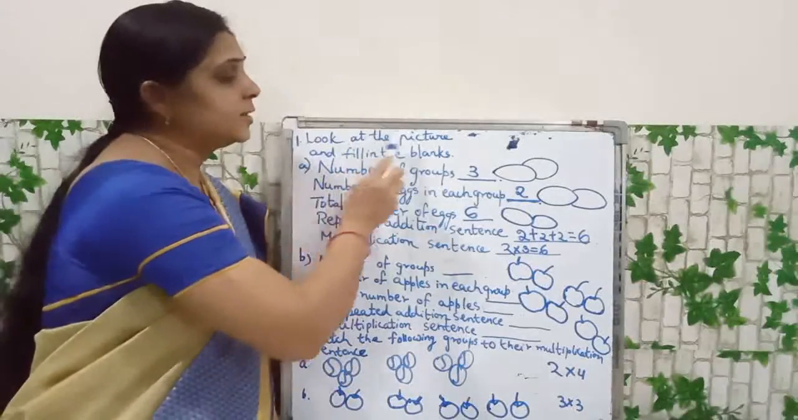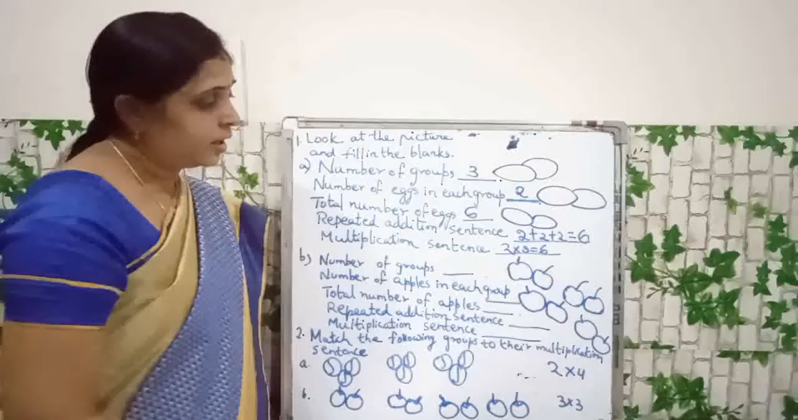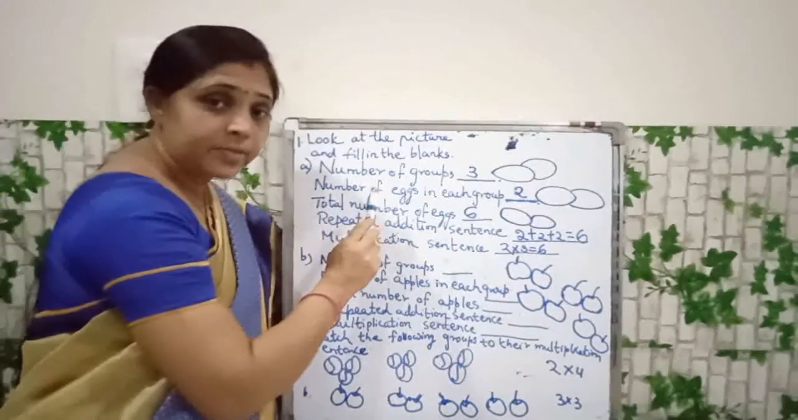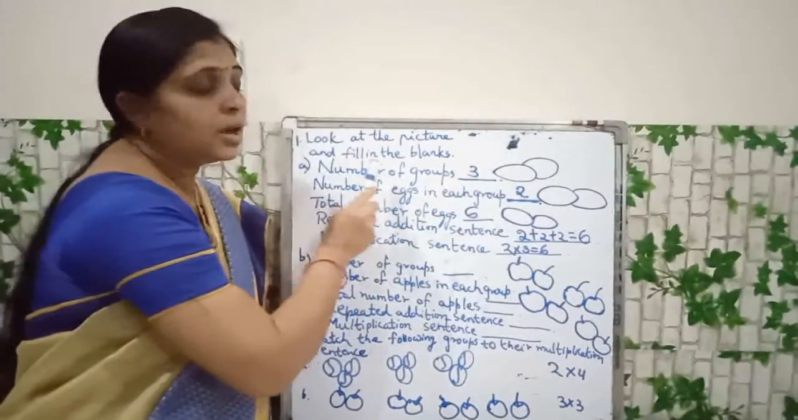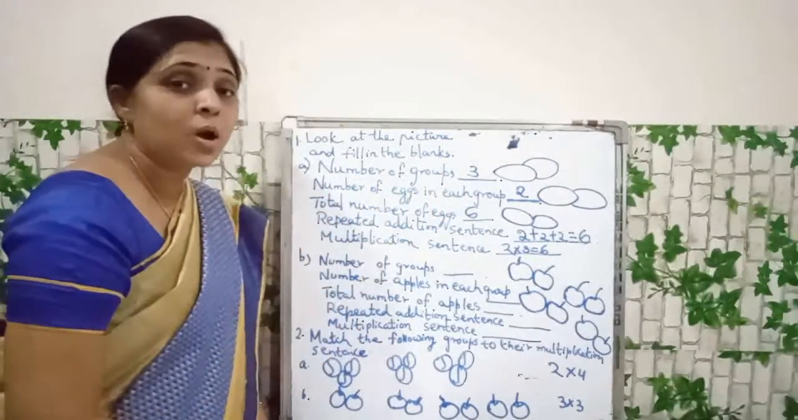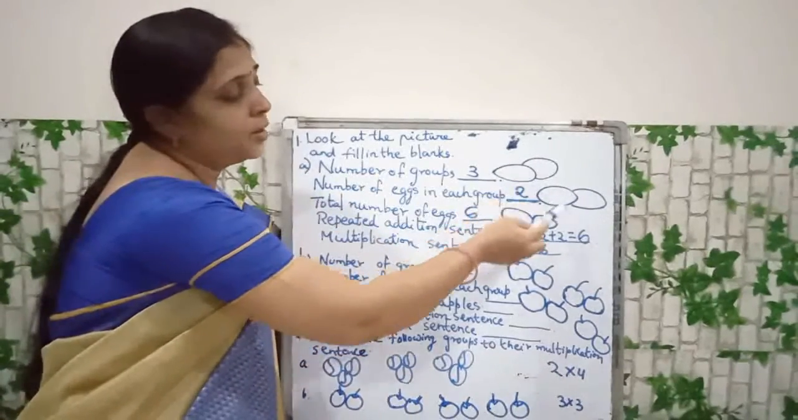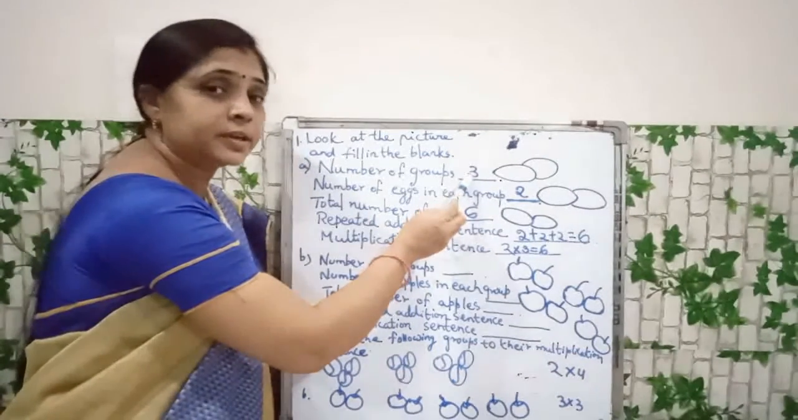Okay? Look at the picture and fill in the blanks. Here are some pictures given. You have to read the sentence and fill in the blank. Okay? Number of groups. The first picture, how many groups are there? 3. So you have to write 3.